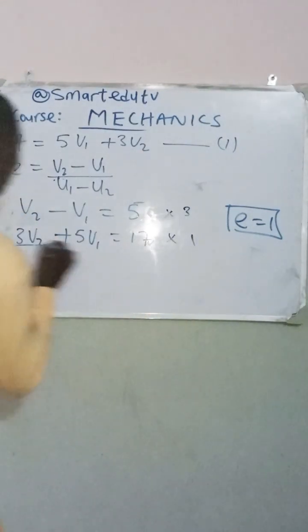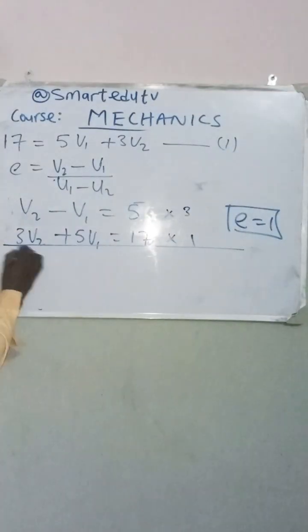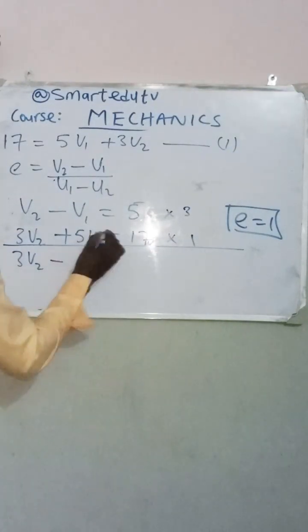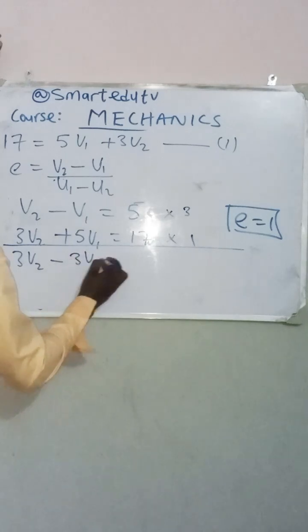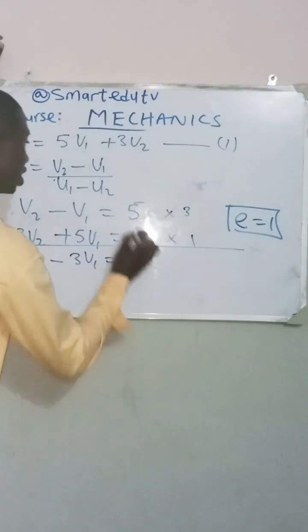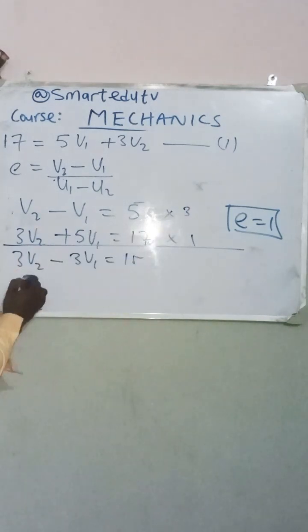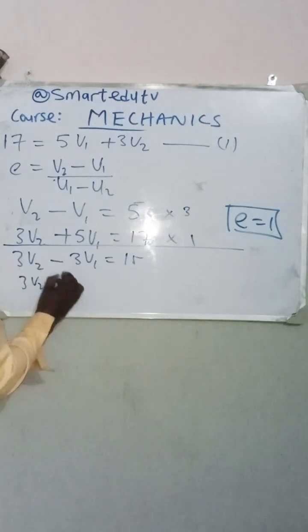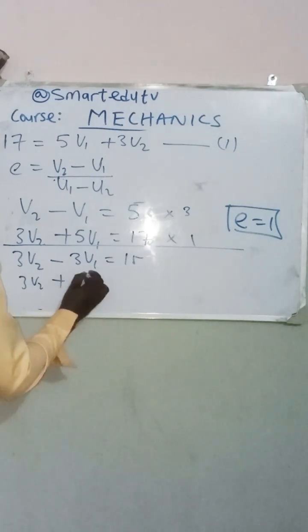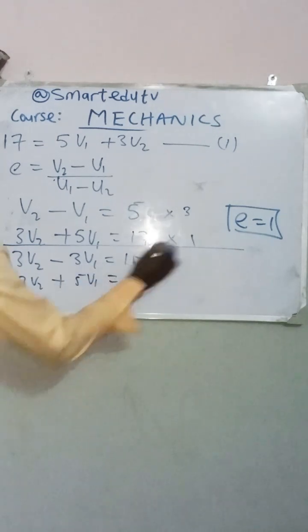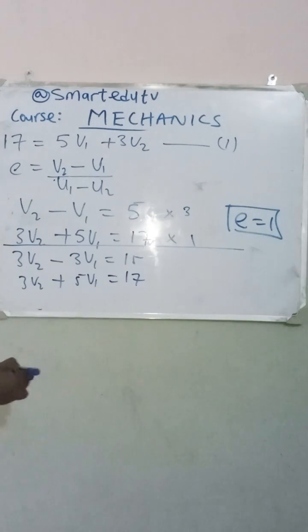So that will give us something like this. 3v2 minus, multiply by 3, 3v1 equals 15. 5 times 3 gives us 15. For the other one, multiply everything by 1. We have 3v2 plus 5v1 equals 17 times 1 gives us 17.